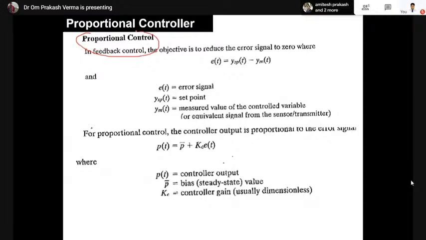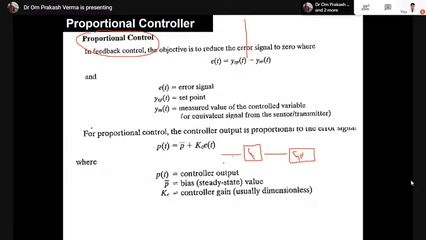So proportional control, as the name suggests. Proportionality you can visualize from the block diagrams. Let's say this is the process, G_P, and this is the controller that is going to control our process. This is the controller, G_C.